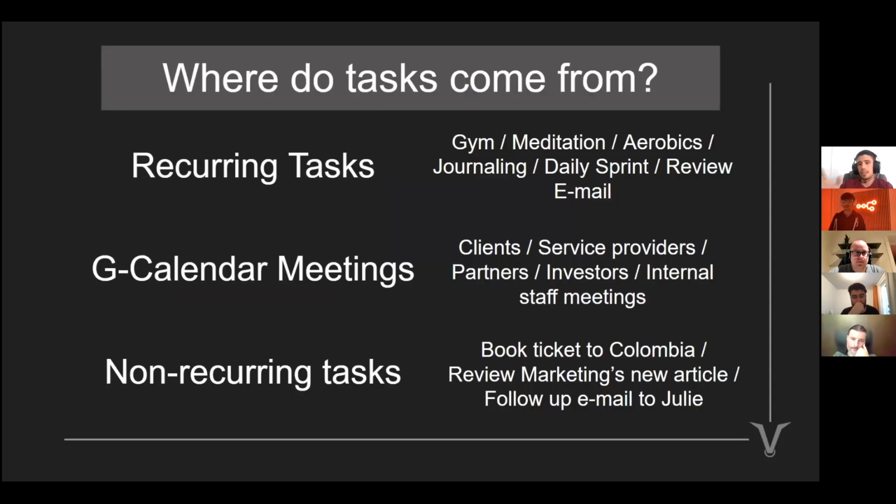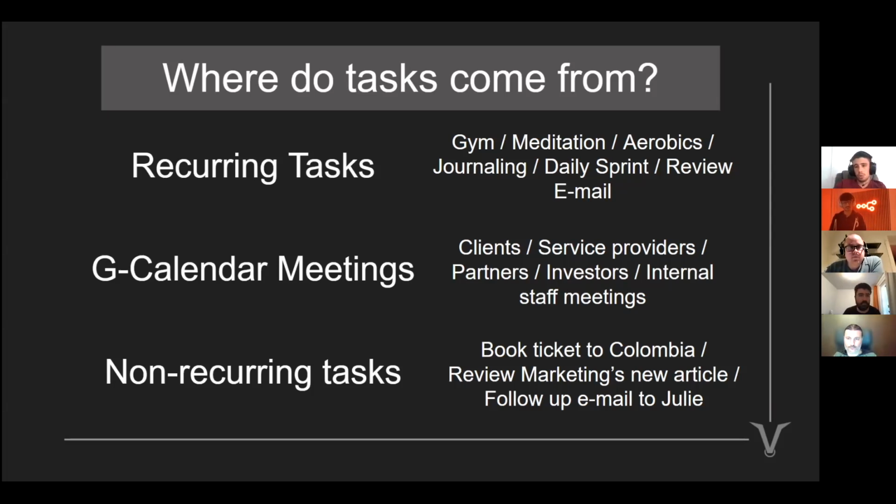Okay, so where do tasks come from and where does n8n come into this process? I have three main sources of tasks. One of them are recurring tasks, which are things that I do every week, like gym, meditation, aerobics, journaling, my daily sprint with the team, answering email, all types of things that we do regularly. So I'm going to have tasks for that every week.